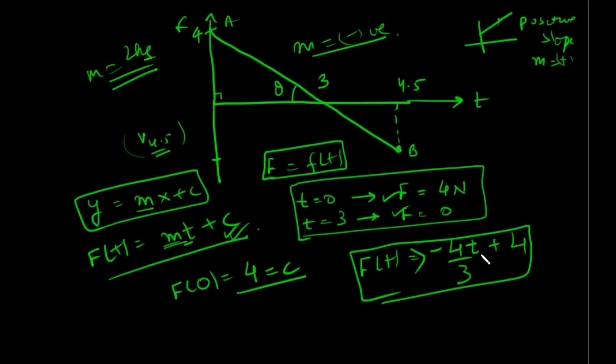You can see when you put t equal to 0, you have f equal to 4. When you put t equal to 3, 3 gets cancelled, and minus 4 plus 4 is 0. So this is the equation. Okay, so I now have f of t equal to minus 4 over 3 times t plus 4. Okay, so I want to find out the value of velocity at t equal to 4.5 seconds.